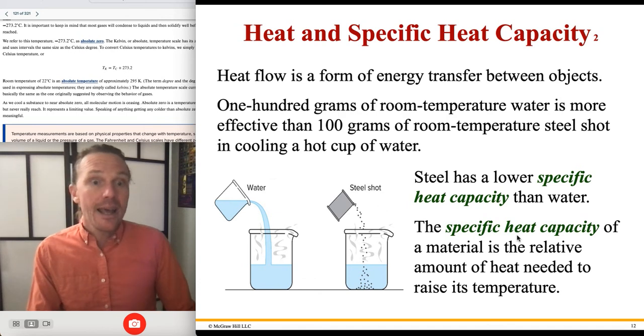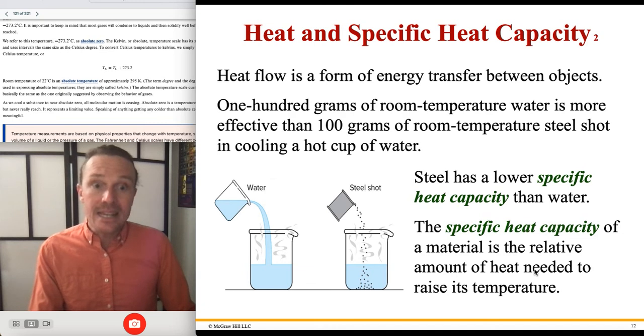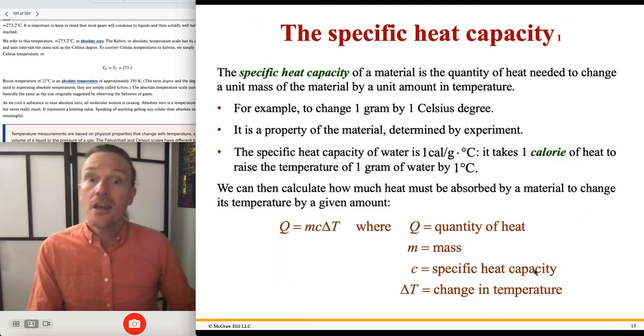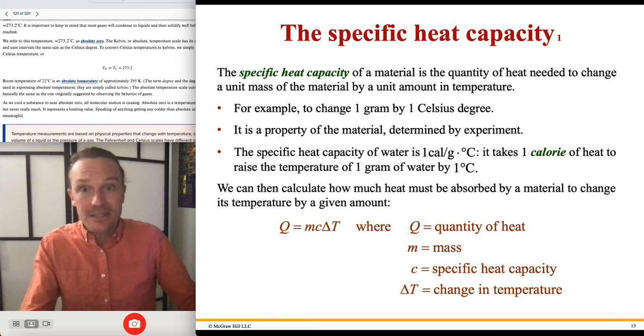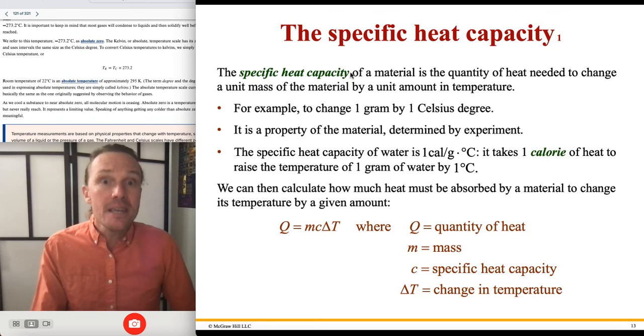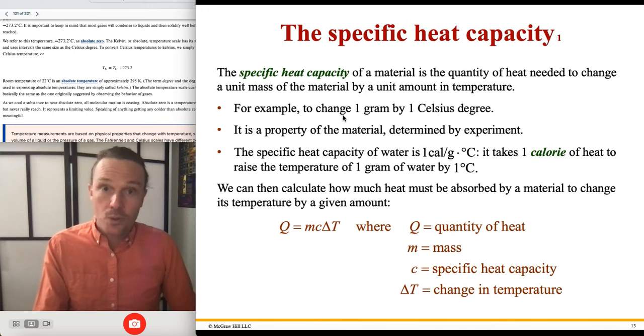All right, and so we say that the specific heat capacity of a material is the relative amount of heat needed to raise its temperature, per a certain amount, and of course it'd be per the standard mass, kilogram. All right, so the specific heat capacity of a material is the quantity of heat needed to change a unit mass of the material by a unit amount in temperature. For example, to change 1 gram by 1 Celsius degree. Okay, so that would be a unit of specific heat.